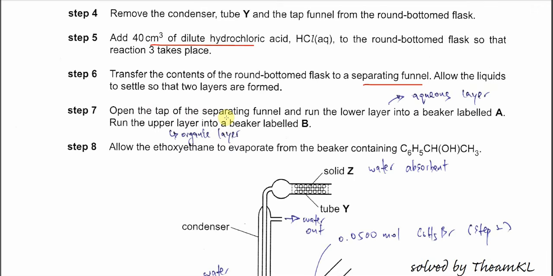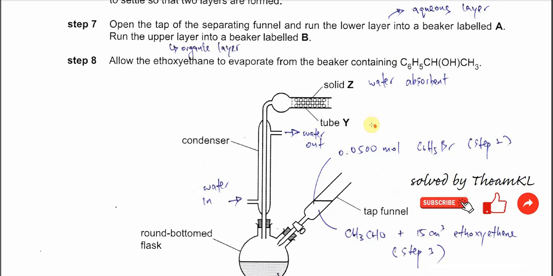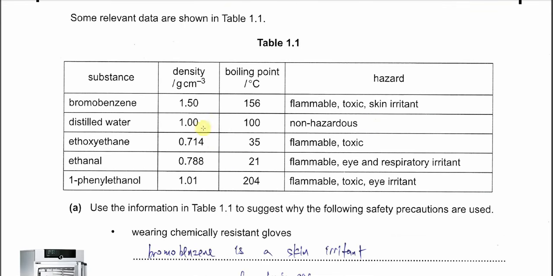Separate the two layers. Open the tap of the separating funnel and run the lower layer into the beaker labeled A. The lower layer is the one with higher density. If we compare the density of water and epoxyethane from this table, epoxyethane is 0.714 and water is 1. So the lower layer must be the aqueous layer, and the upper layer is the epoxyethane, the organic solvent.